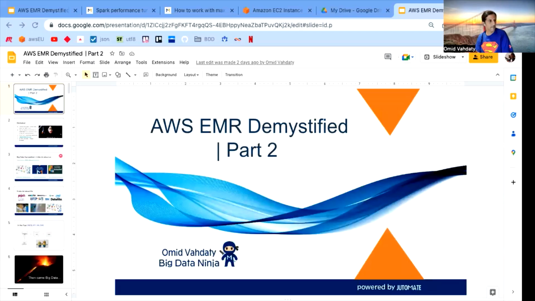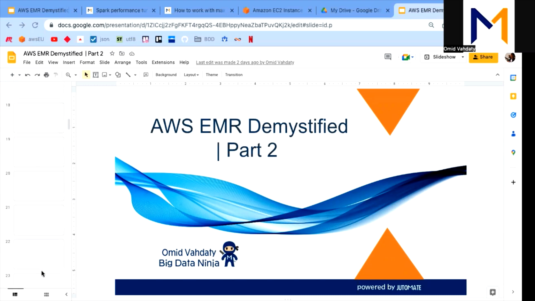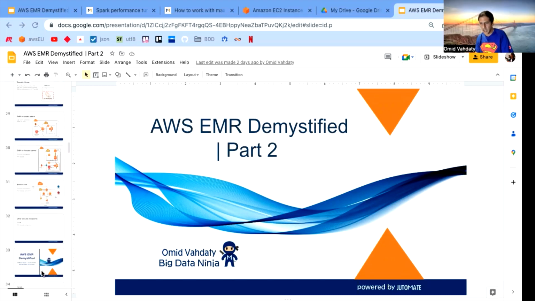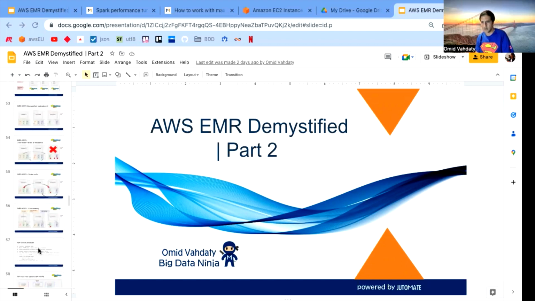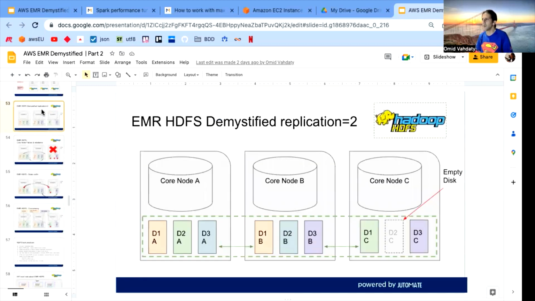So let me try and bring up the slides from last time about EMR 2. Sharing my screen all over again. Please confirm you can see my screen. Can you see my screen? Yes. Thank you. So let's go over the slides. Find the slide about replication factor. Replication factor. Do we remember this slide?